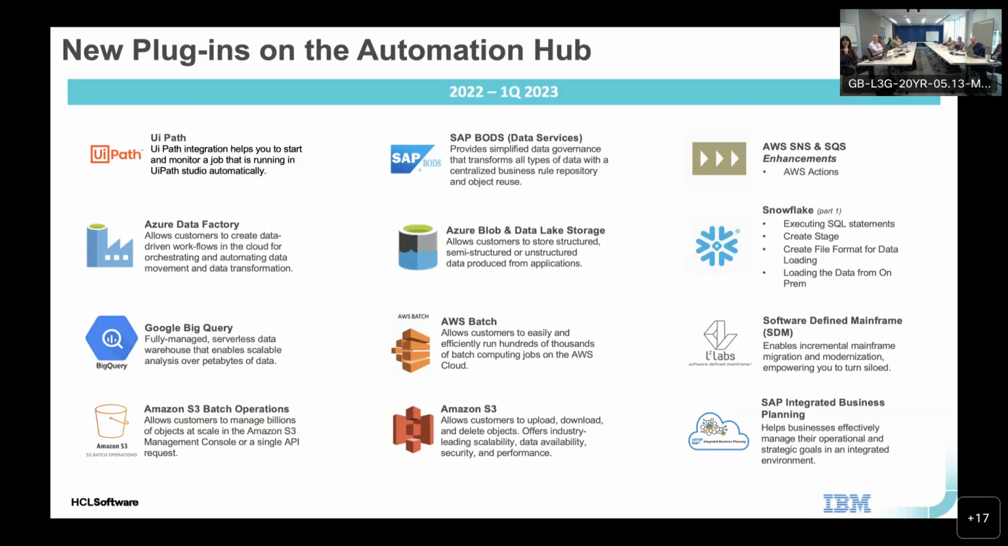Software-defined mainframe is something more specific, created for one customer, and I will talk a little bit about that. This is basically for customers who are offloading workloads from the mainframe and moving them to some distributed environment. So this is specific to one application. And then SAP IBP is another plugin in the SAP area for integrated business planning. It is business planning for supply chain. So these were the most important deliveries in the last year and the beginning of this year.